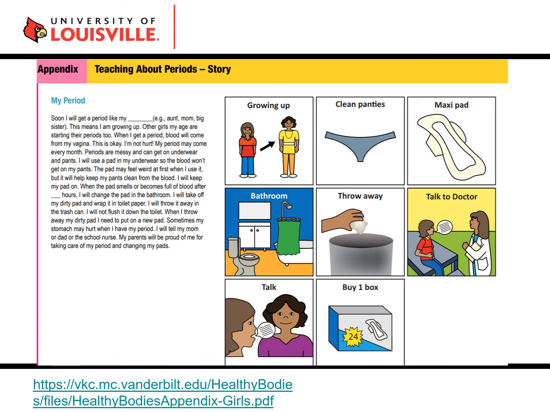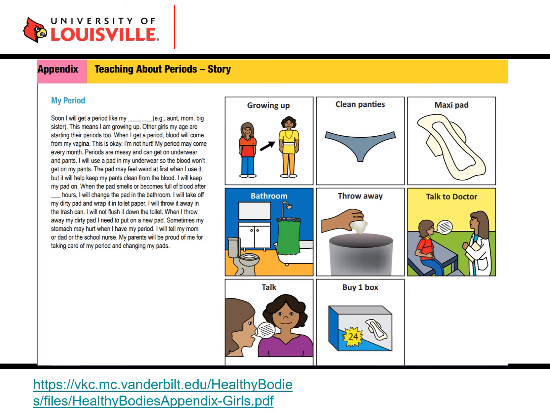This is an example of a teaching tool to teach girls about starting your period or menstruation cycle. Soon I will get my period, like my aunt. This means I am growing up. Other girls my age are starting their periods too. When I get a period, blood will come from my vagina. This is okay. I am not hurt. My period may come every month.